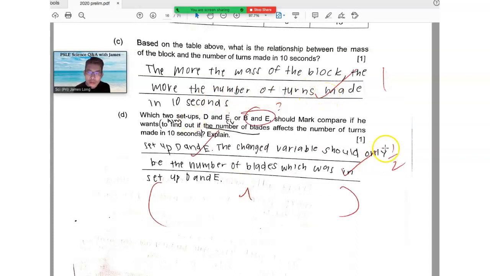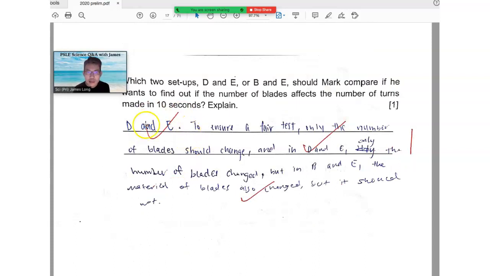Now part B, a lot of you got half a mark. Why? Because you talk about why you choose D and E. Right, D and E because there's only one change variable, which is the number of blades. However, you got to reject B and E as well in your answer. You got to reject it. So take a look at this answer, D and E. Why? Because to have a fair test, the only number of blades should be changed.